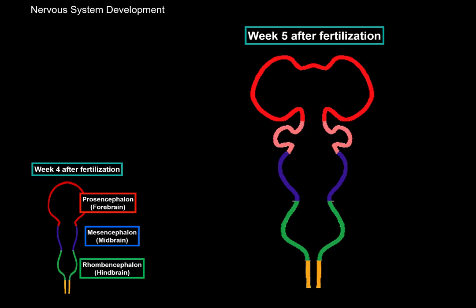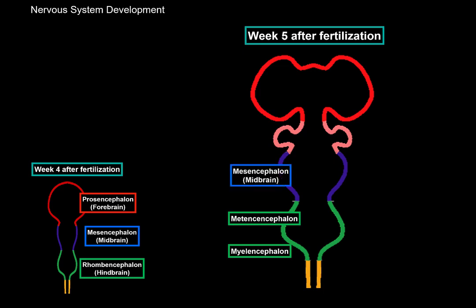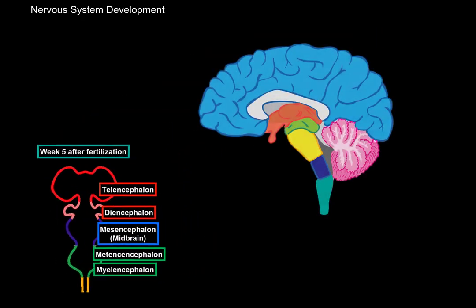You will see that the rhombencephalon and the prosencephalon are going to divide. The rhombencephalon divides into the myelencephalon and the metencephalon, which later on become the pons, cerebellum, and the medulla oblongata. The mesencephalon is just going to stay like that. It's called the midbrain. And then the prosencephalon will divide into the telencephalon and the diencephalon. And so this is what an adult brain looks like.